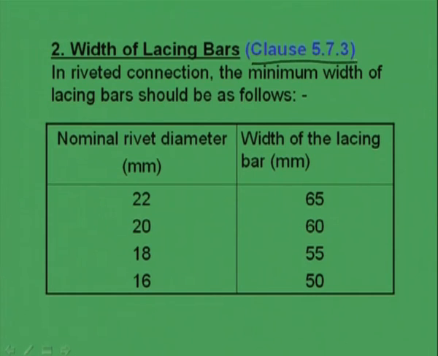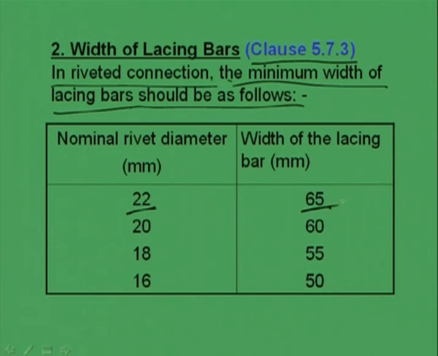In clause 5.7.3, the width of lacing bar has been mentioned. Like in case of riveted connection, the minimum width of lacing bars should be as follows. If the nominal rivet diameter is 22, then the minimum width of lacing bar is 65 millimeter. If it is 20, then it is 60 mm. If the rivet diameter is 18, the width of the lacing bar will be 55. If the rivet diameter is 16, then the minimum width of the lacing will be 50.